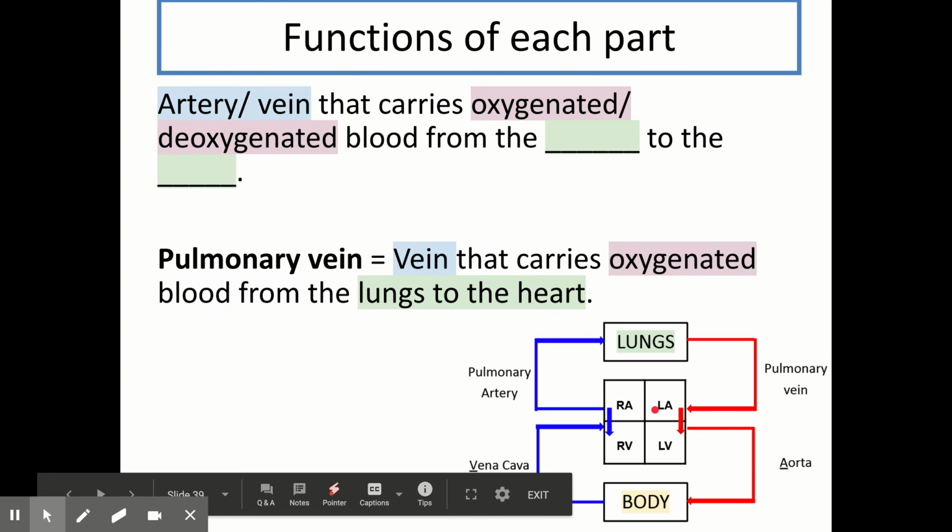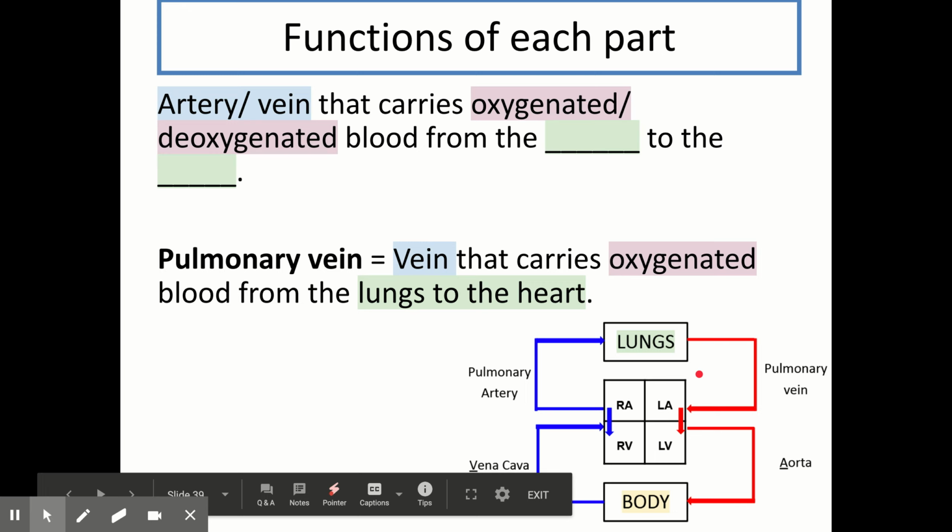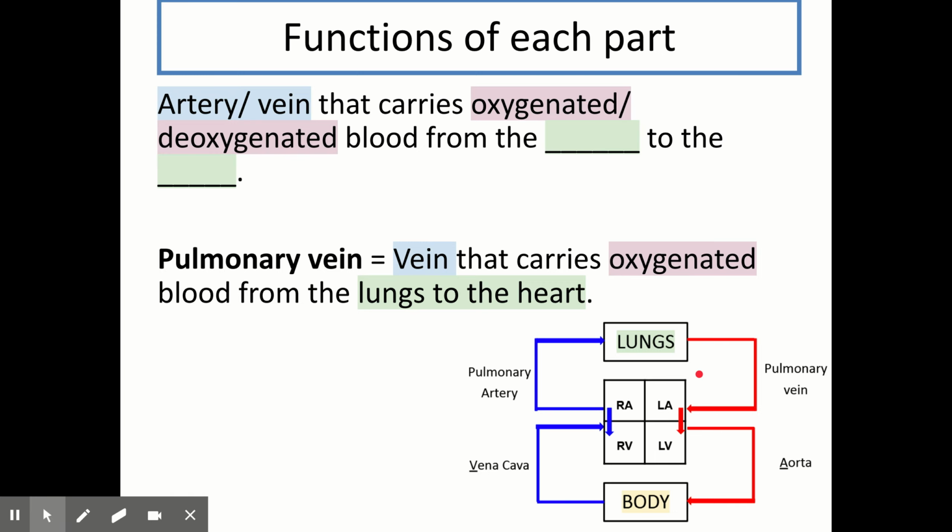You should have said that the pulmonary vein is a vein that carries oxygenated blood from the lungs to the heart. Now do the same thing for the vena cava. Pause the video here and play again when you're ready for the answer once you've said it out loud.